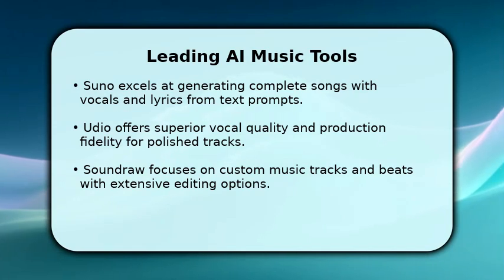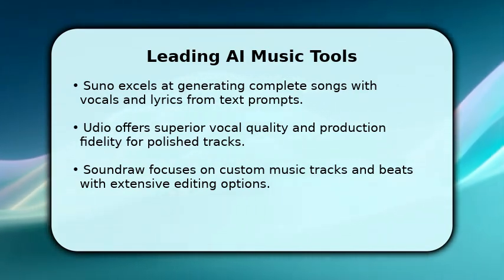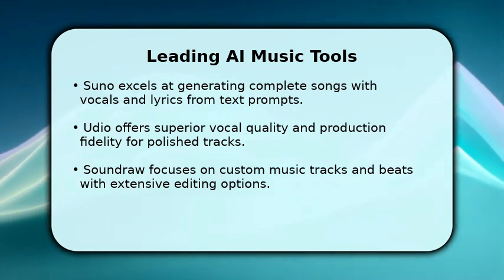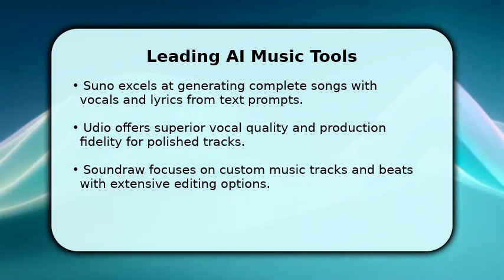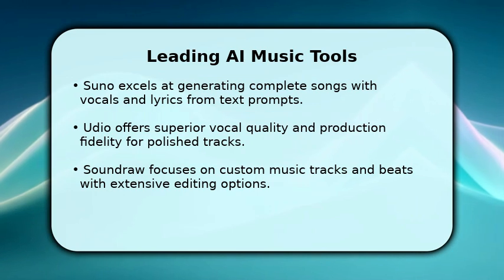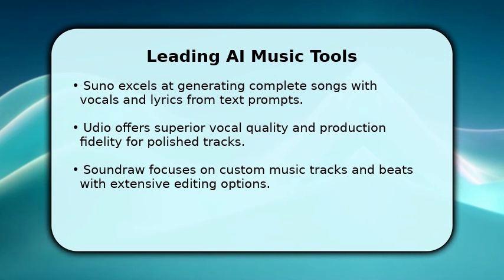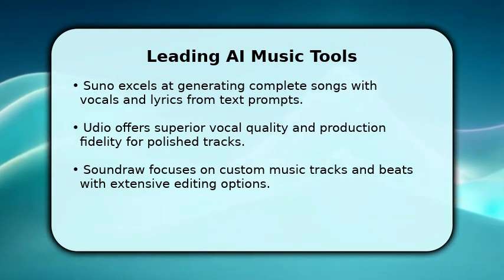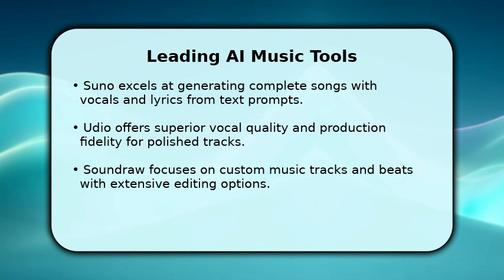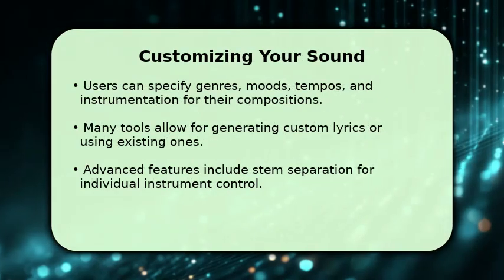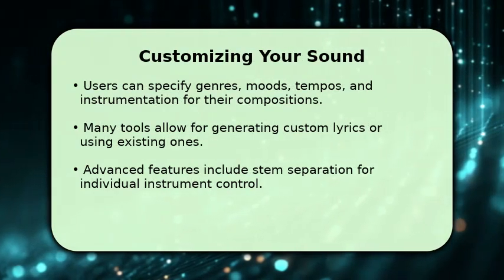Several platforms stand out in the realm of AI music generation. Suno is highly regarded for its ability to produce full songs, including vocals and lyrics, from simple text descriptions. Udio, a strong competitor, often delivers exceptional vocal quality and overall production fidelity, making it ideal for more polished outputs. Sounddraw offers robust customization for beats and tracks, while Beethoven is excellent for creating royalty-free background music tailored to specific moods.